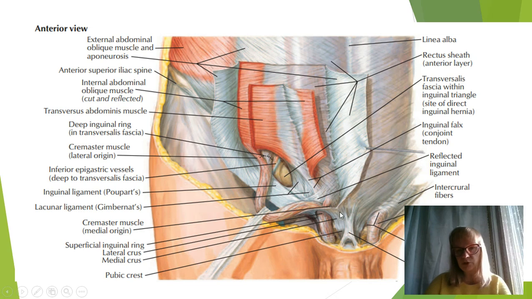the outlet will be the superficial ring. The superficial ring is bounded by the splitting aponeurosis of the external oblique muscle, which forms two crura: a medial crus and a lateral crus. One crus attaches to the pubic tubercle, one to the pubic crest, and we have the superficial ring completely surrounded. Look, the inguinal ligament originates from the anterior superior spine, and it is longer than the canal. The canal begins above the midpoint of our inguinal ligament and runs from the deep to the superficial ring.